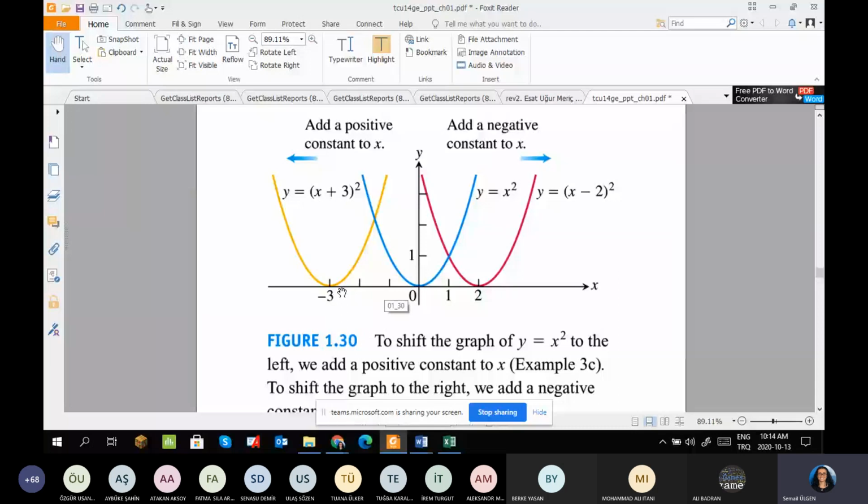If you're adding 3 like this, it is shifting plus 3, it's shifting to the left by 3 units. If you are subtracting 2, that would mean you are shifting to the right by 2 units, okay? These are examples. Now we have more coming.